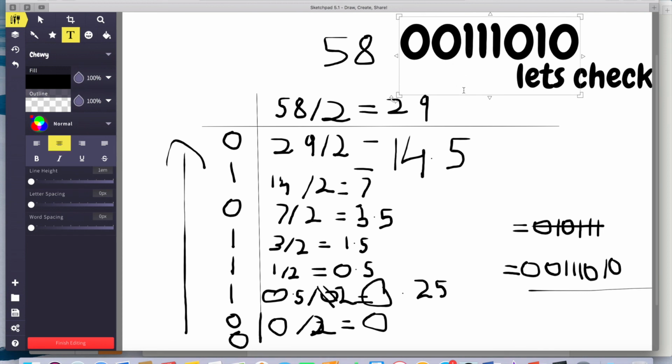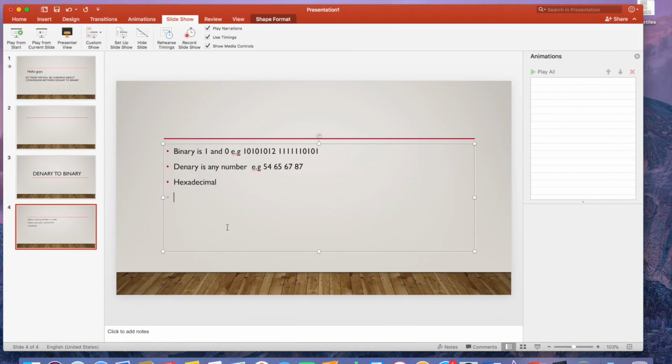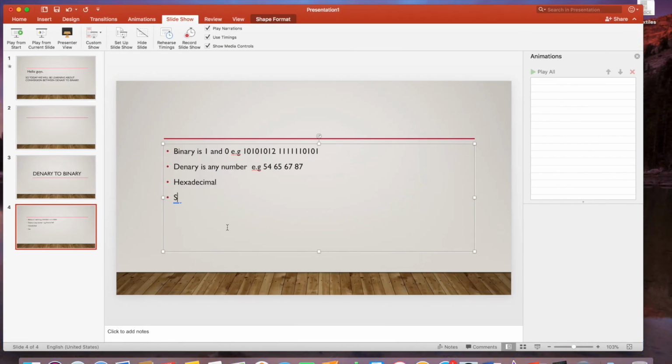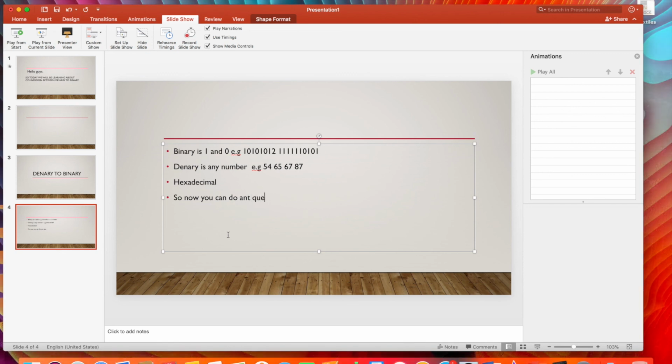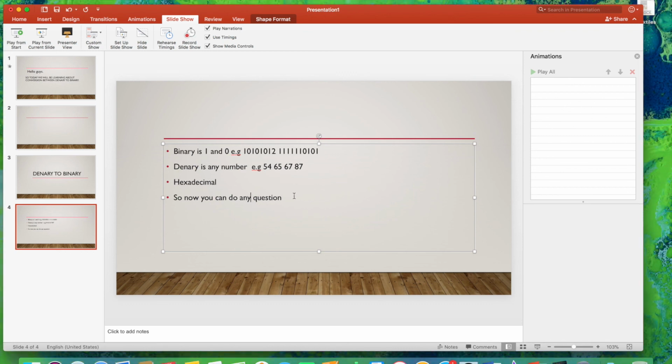You can check how to do it, and in exams you're not allowed to use a converter, so you do it yourself. With this knowledge, that you divide by 2 and how you record the remainders, you can literally solve any question like this related to converting denary, decimal whole numbers, to binary form.